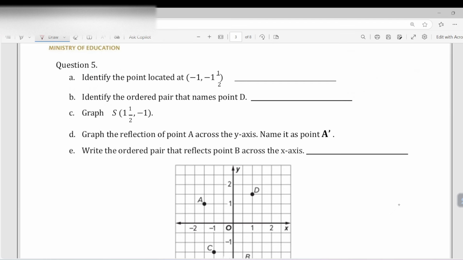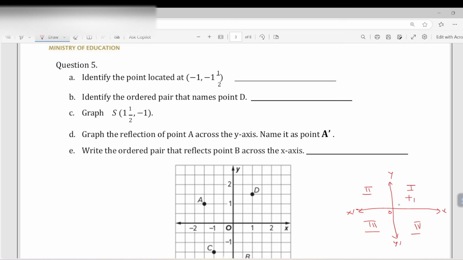Now here is a quadrant. Before doing the quadrant, let me write down. This is the first quadrant. This is the second quadrant. This is the third quadrant. This is the fourth quadrant. This horizontal line is known as the x-axis. The vertical line is known as the y-axis.